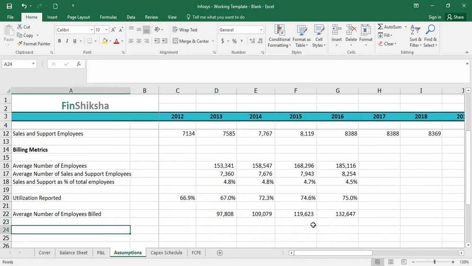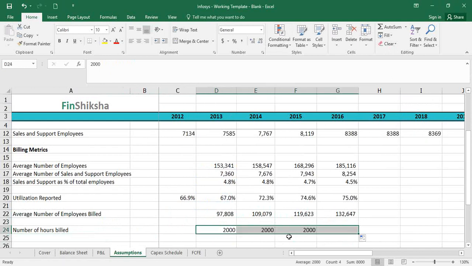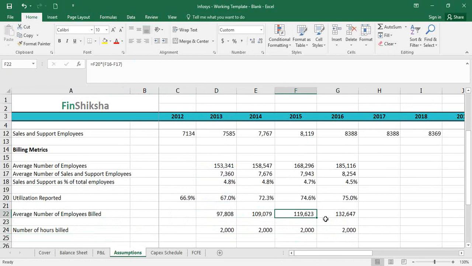Can I find out the number of hours billed? That's approximately 250 days in the year, 8 hours per day. So the number of hours billed during the year are 2000. And how do we get that? 250 average days during the year and 8 hours per day. That gives us this value.